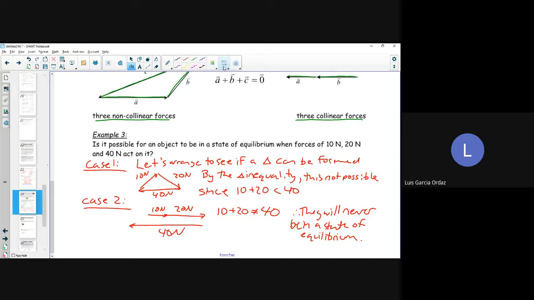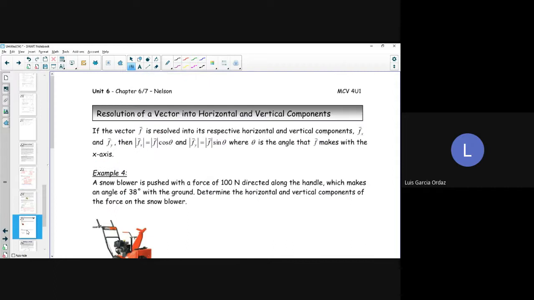All right, so let's get into some more vectors as forces. We're gonna have the resolution of a vector into horizontal and vertical components. If the vector F is resolved into its respective horizontal and vertical components, vector Fx and vector Fy, then the magnitude of vector Fx is equal to the magnitude of vector F times cos theta, and the magnitude of vector Fy is equal to the magnitude of vector F times sine theta. So again, we're going back to our SOHCAHTOA days, where theta is the angle that F makes with the x-axis.